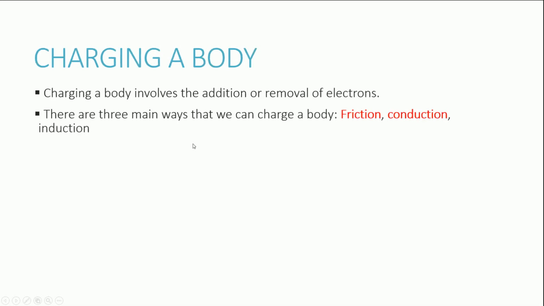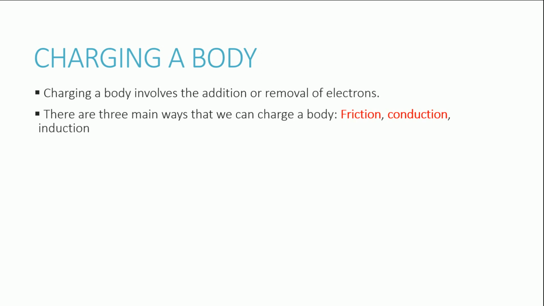So charging a body basically involves the addition or removal of electrons, and that is a fundamental key that you need to be aware of. If we're going to be charging something, we're basically giving it some sort of electricity, right? We can charge it to become positive, or we can charge it to become negative, but at the core of all that, the reason why something becomes charged is because it either gains or loses electrons in the process, right?